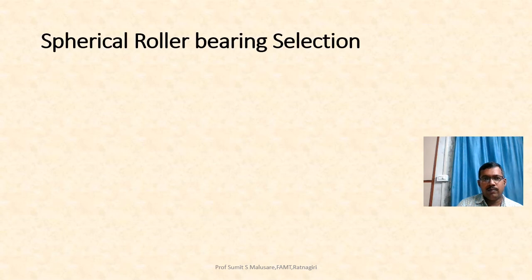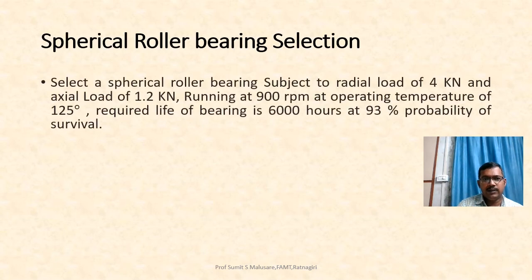Now we go for the spherical roller bearing problem. Select a spherical roller bearing subject to the radial load of 4 kilonewtons and axial load of 1.2 kilonewtons, running at 900 rpm at operating temperature of 125 degrees. Required life of the bearing is 6000 hours at a probability of survival of 93%.